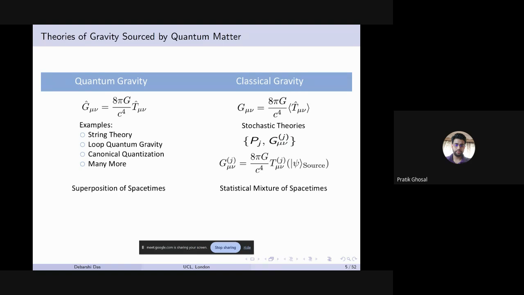This G mu nu and T mu nu, what you have written, actually means it is a field, that is, it depends on the space-time position. That means G mu nu is a function of x, where x is the space-time coordinates x, y, z and t, both for G mu nu and T mu nu.